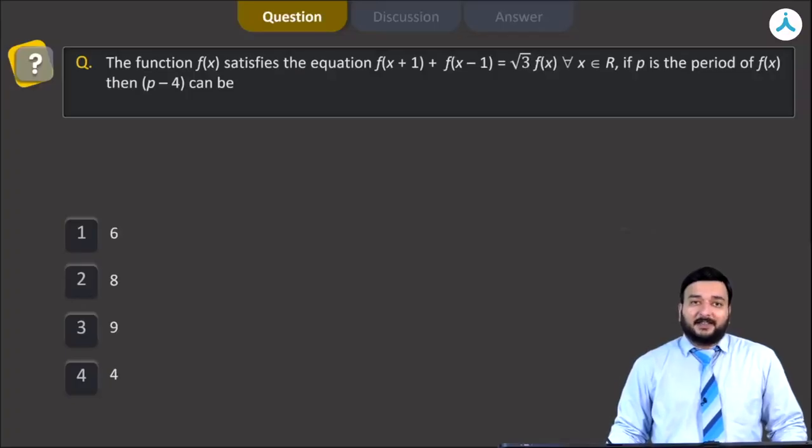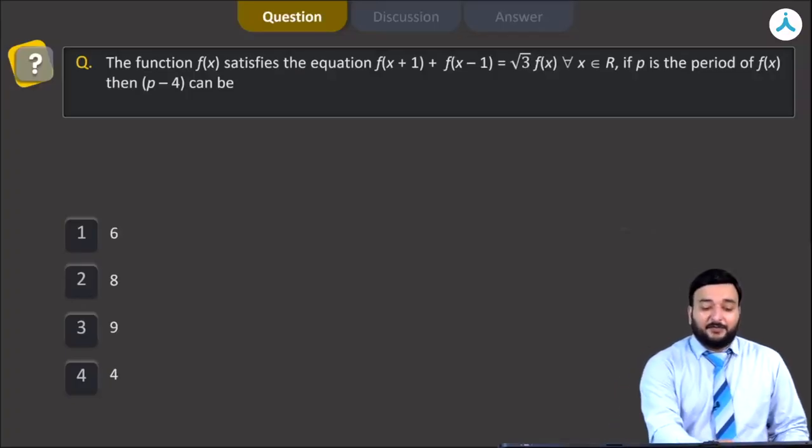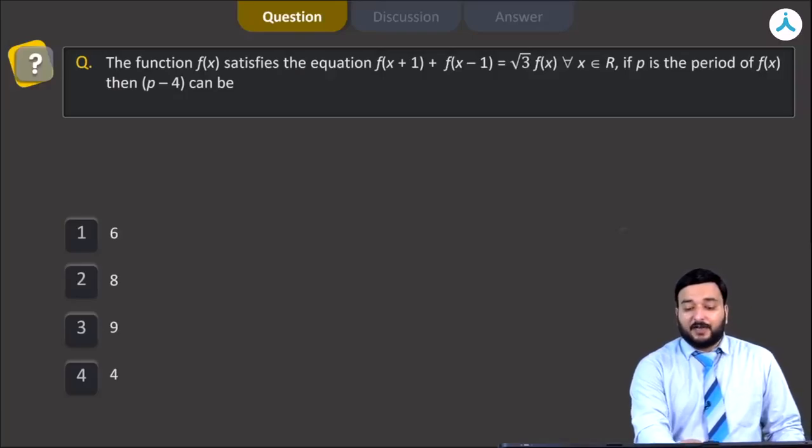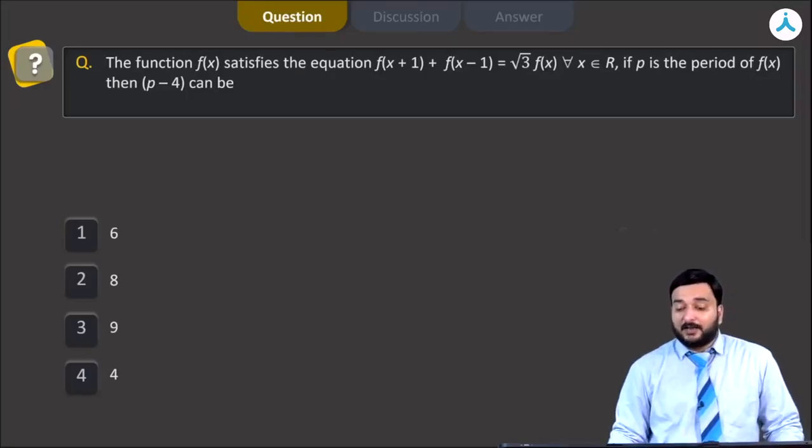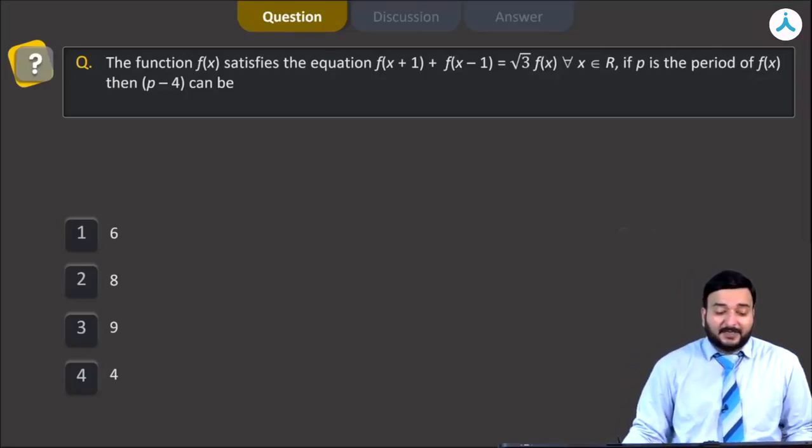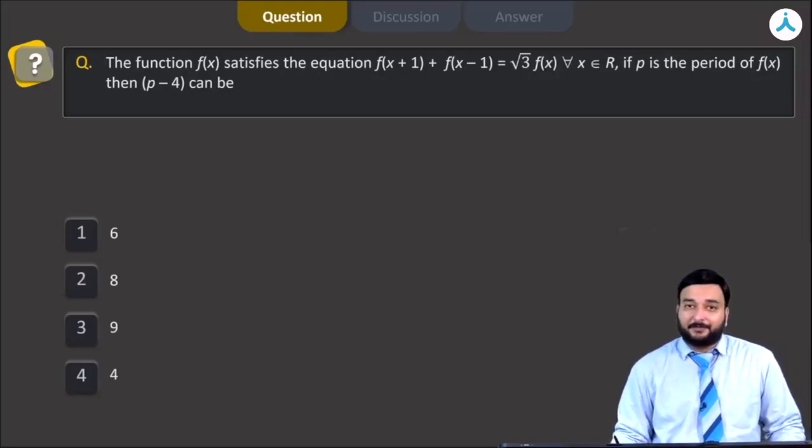Hello students, in this question we have been asked: the function f(x) satisfying the equation f(x+1) + f(x-1) = √3 f(x) for all x belongs to R. If p is the period of f(x), then p - 4 can be.